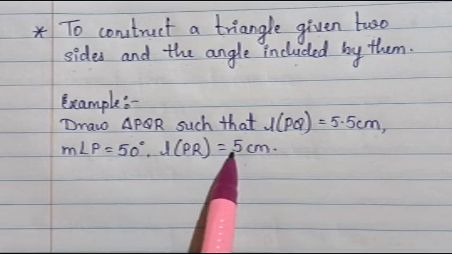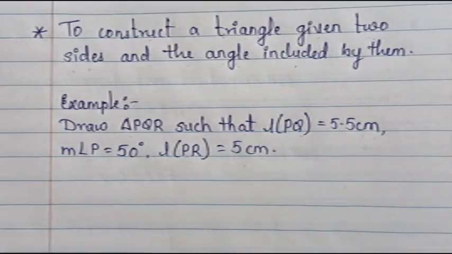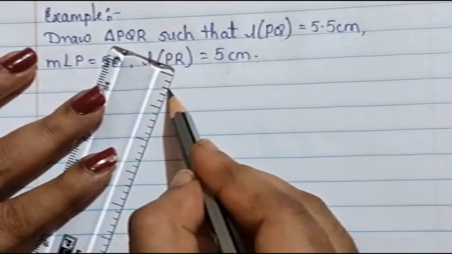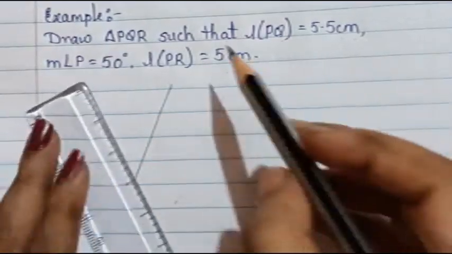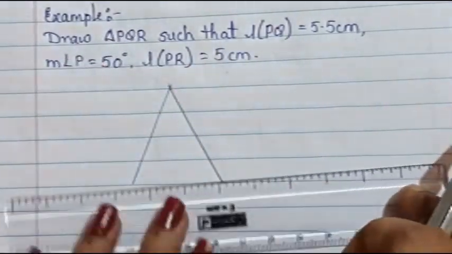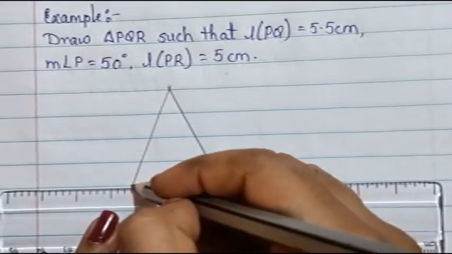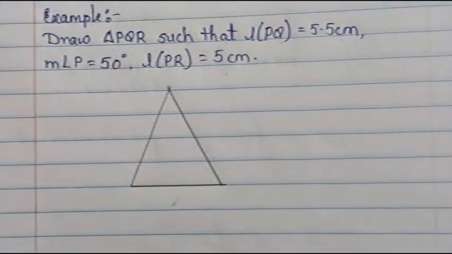Now let us see how to draw a triangle with the help of this information. Students, the very first thing we are supposed to do is draw a rough figure. So I'll draw a rough figure here, a simple triangle. You then name it, and with the help of the lengths and the measurement of the angle which is given, you are supposed to draw it.